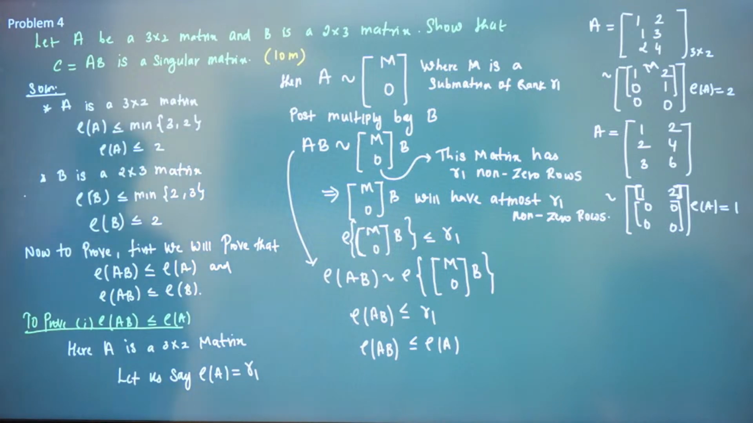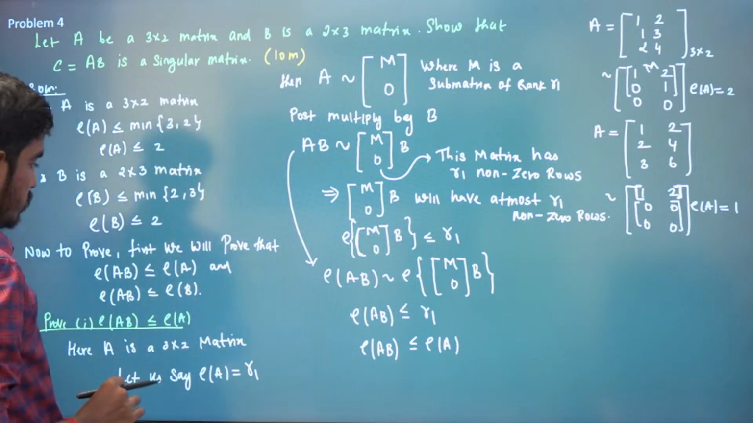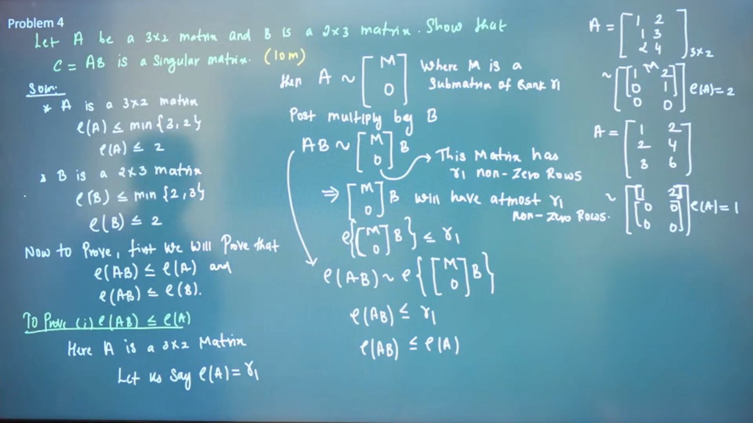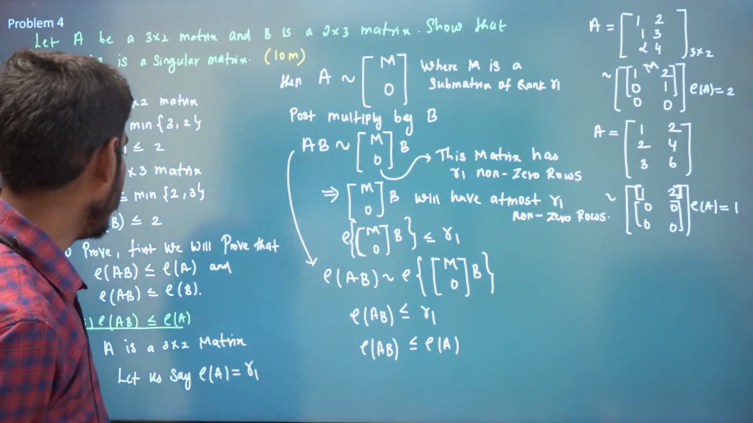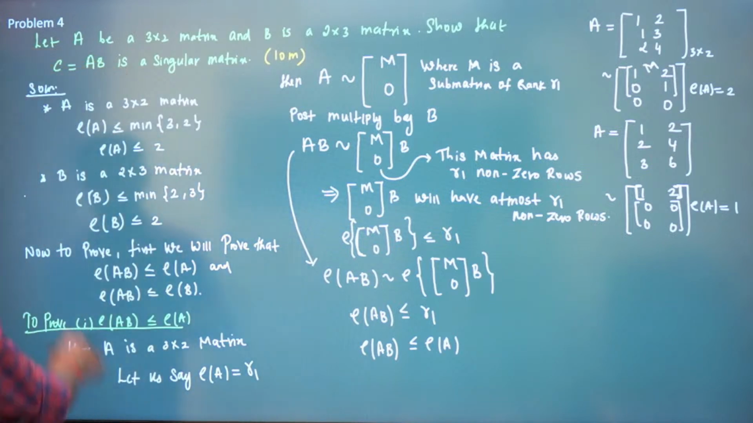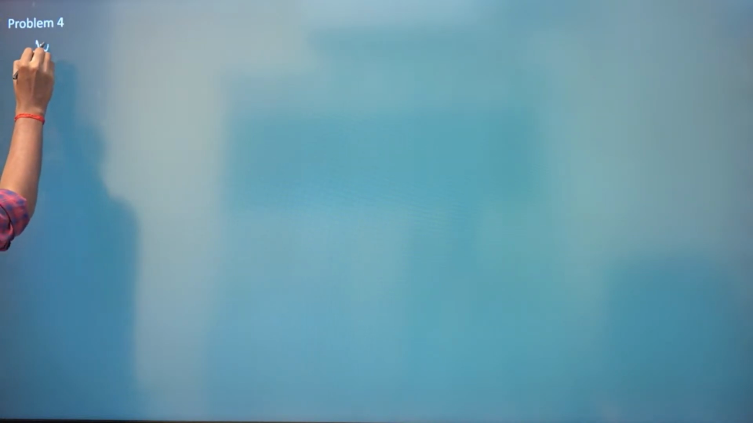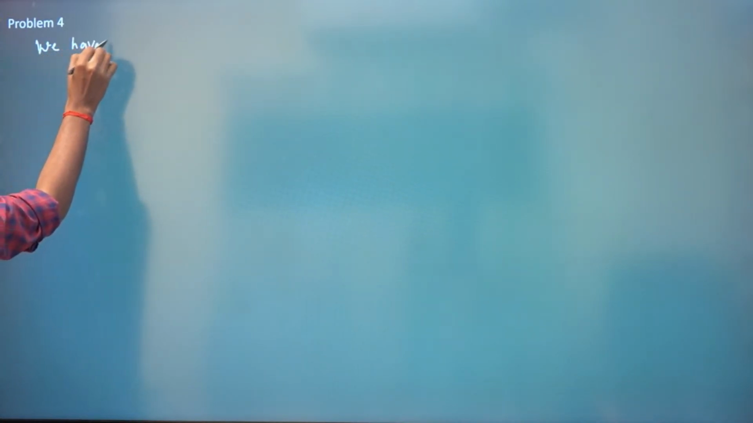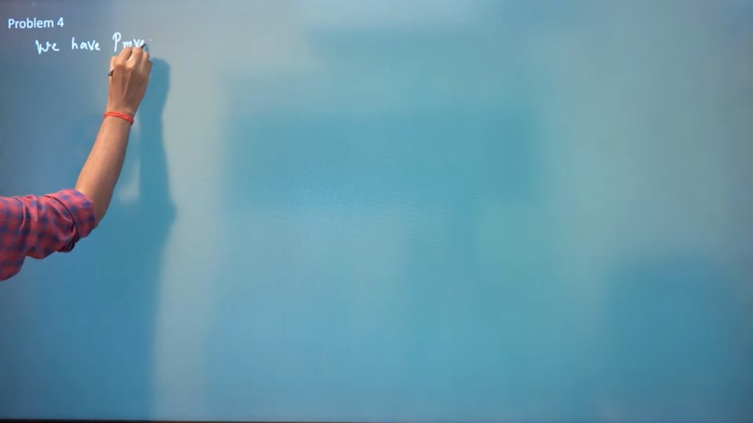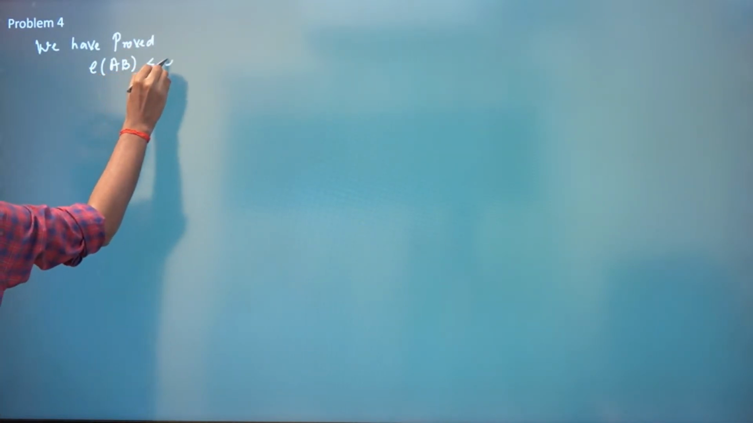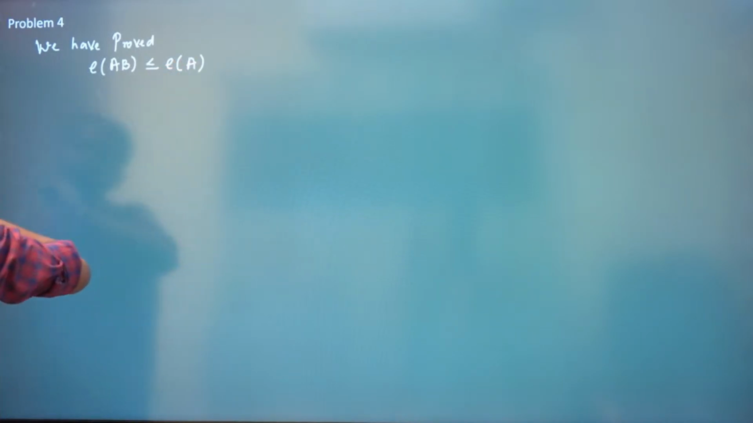Okay. So we are going to prove these two: rank of AB is always less than or equal to rank of A, and rank of AB is less than or equal to rank of B. We have proved that rank of AB is always less than or equal to rank of A, right?